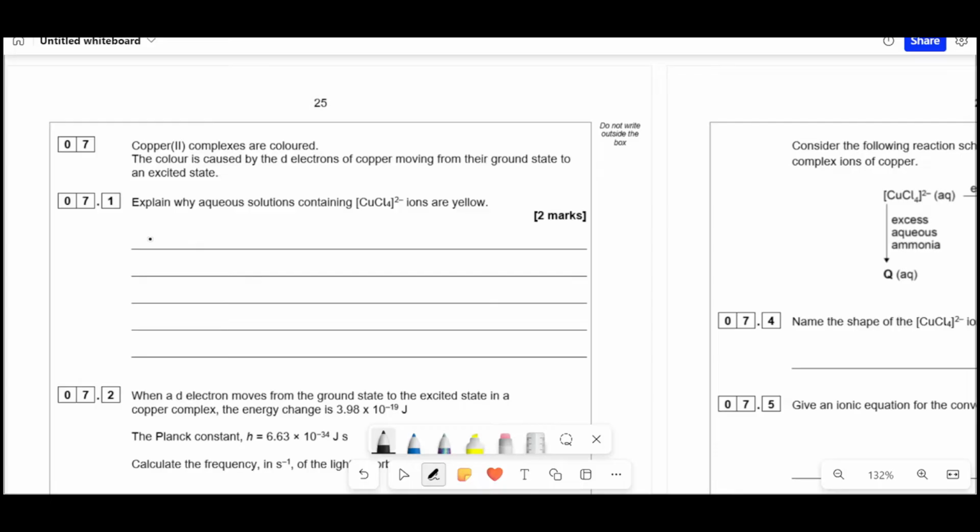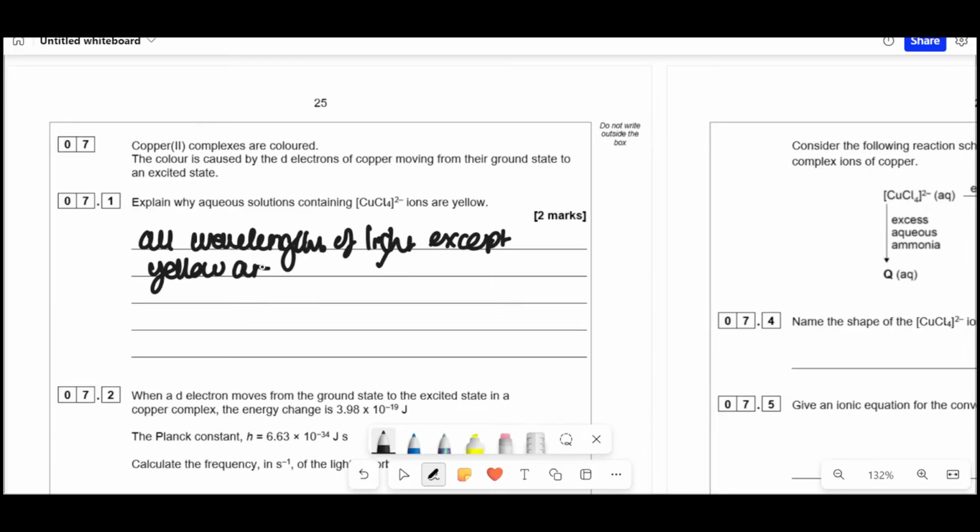So all wavelengths of light except yellow are absorbed by the electrons. The yellow is reflected, and that's what gives it its color. It's got nothing to do with the d subject, blah, blah, blah. Like, understand what the question's asking you.